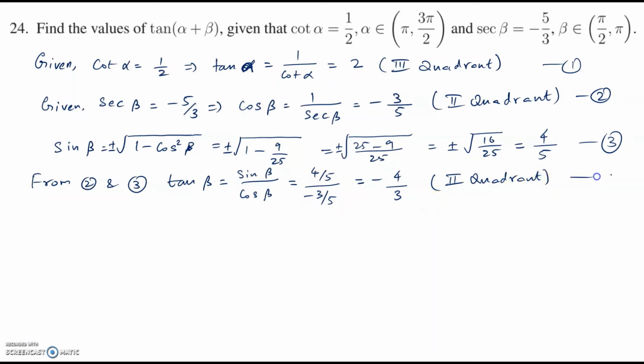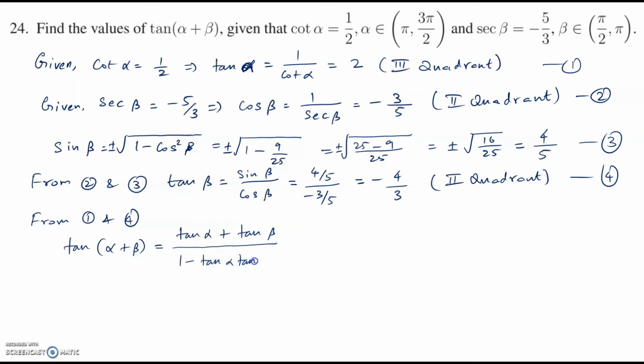Okay. So let's call this 4. So now we have tan alpha from 1 and tan beta from 2. So from 1 and 4, we can say tan(alpha plus beta) is equal to tan alpha plus tan beta divided by 1 minus tan alpha tan beta, which is equal to, my tan alpha is 2, 2 plus tan beta is minus 4 by 3, minus 4 by 3 divided by 1 minus of 2 into minus 4 by 3.